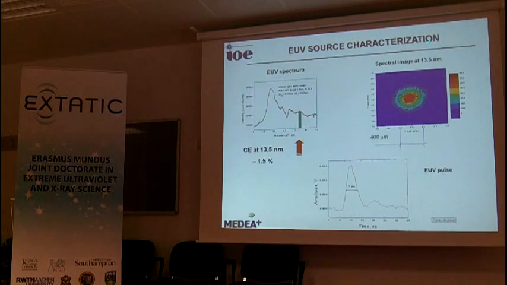These are EUV source characterization measurements. We measured the spectrum. We found that conversion efficiency in band at 13.5 is about 1.5%. We measured this with three different methods, with different detectors, calibrated photodiodes and calibrated CCD cameras. This is a spectral image showing that the size is approximately 400 micrometers. Time duration is slightly longer than the time duration of the laser pulse.